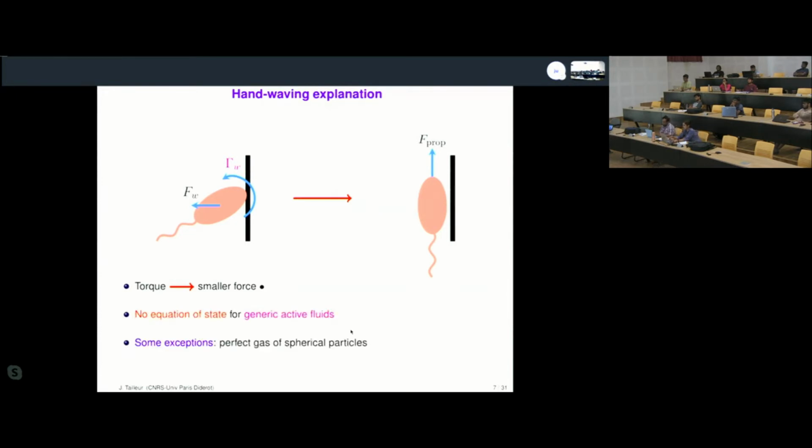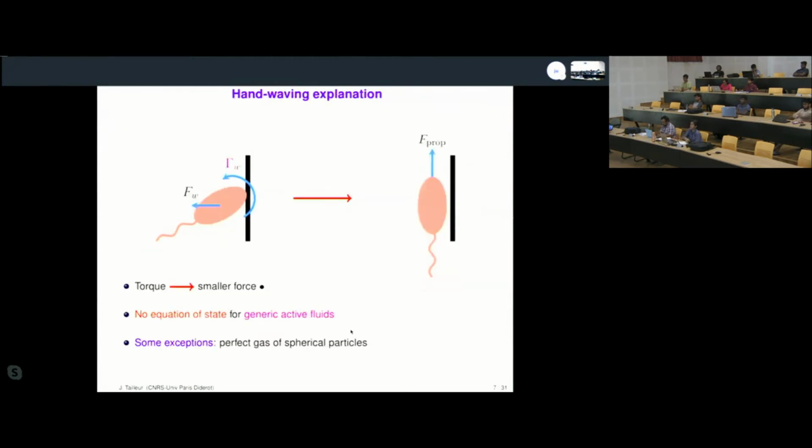That explains why you have no equation of state for generic active fluids, because spherical particles don't exist, frictionless particles don't exist. If you have a solvent, you'll get hydrodynamic interactions that give you a torque, and so generically, you will not get an equation of state. There are some exceptions. So, for instance, if you look at spherical particles without torques, you recover an equation of state, but these guys are exceptional.